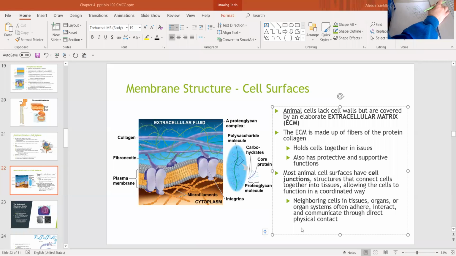Plants and fungi do not have this extracellular matrix. They don't have these cell junctions or anything like that.